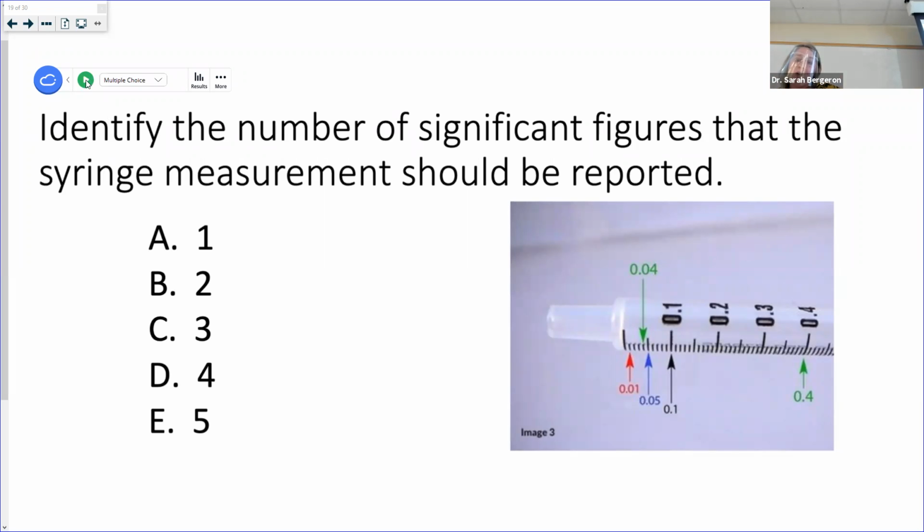Okay, so let me start a new one. Take your best guess, and remember, you'll be able to talk to your partners in just a minute. Okay, and Jada, it just should have changed. Good, good.